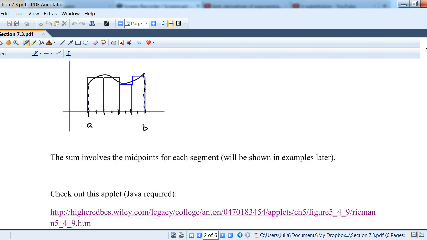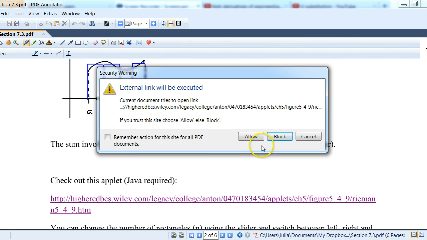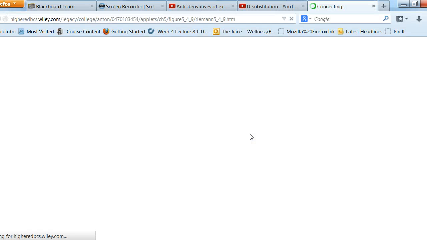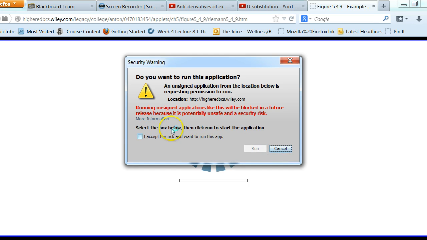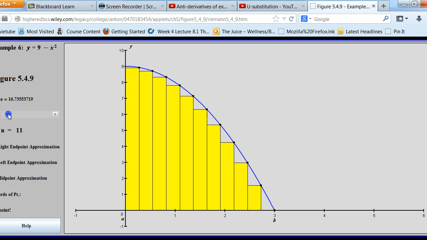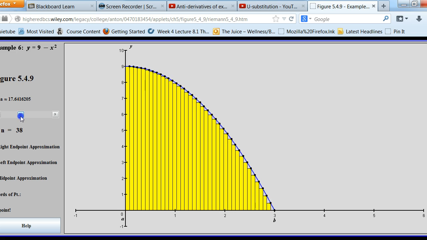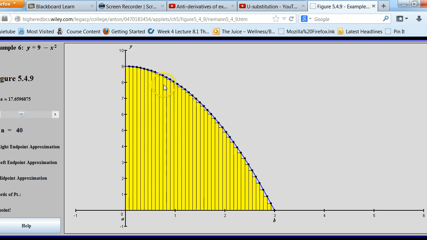So let me show you this applet. Let's see if I can click on this and do the link and show you guys. It uses Java, so let me try to run this. Okay, so if you click on that link, notice how you can use the right endpoint, and you can use the slider just to show yourself. The more rectangles, the better the approximation. Notice at about 40, it looks like it's already a very good approximation, but you can keep on going.